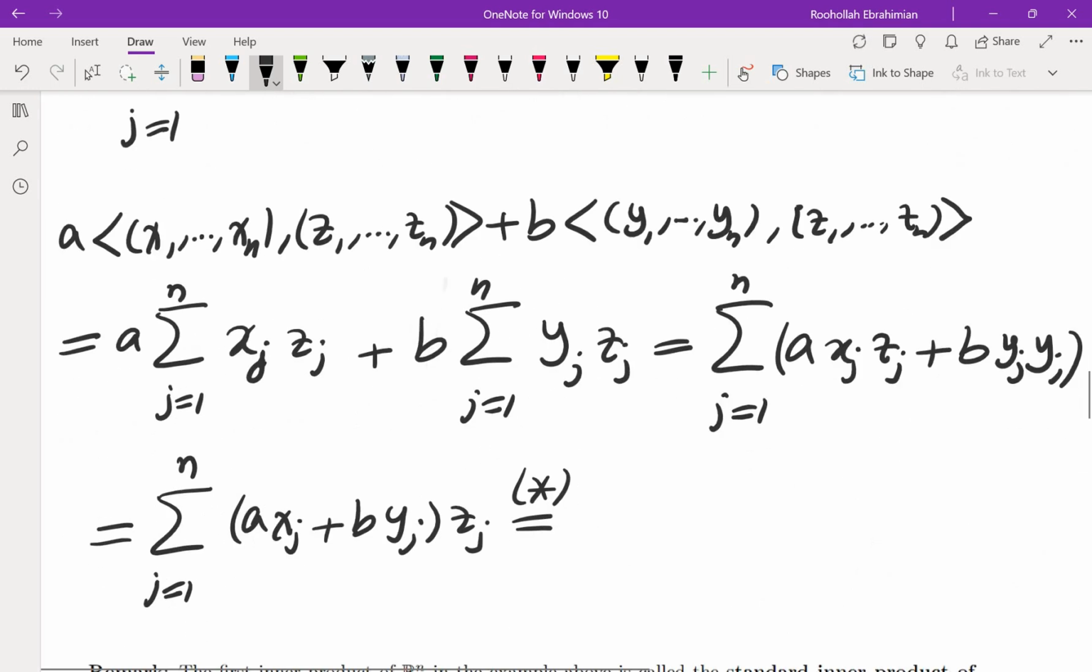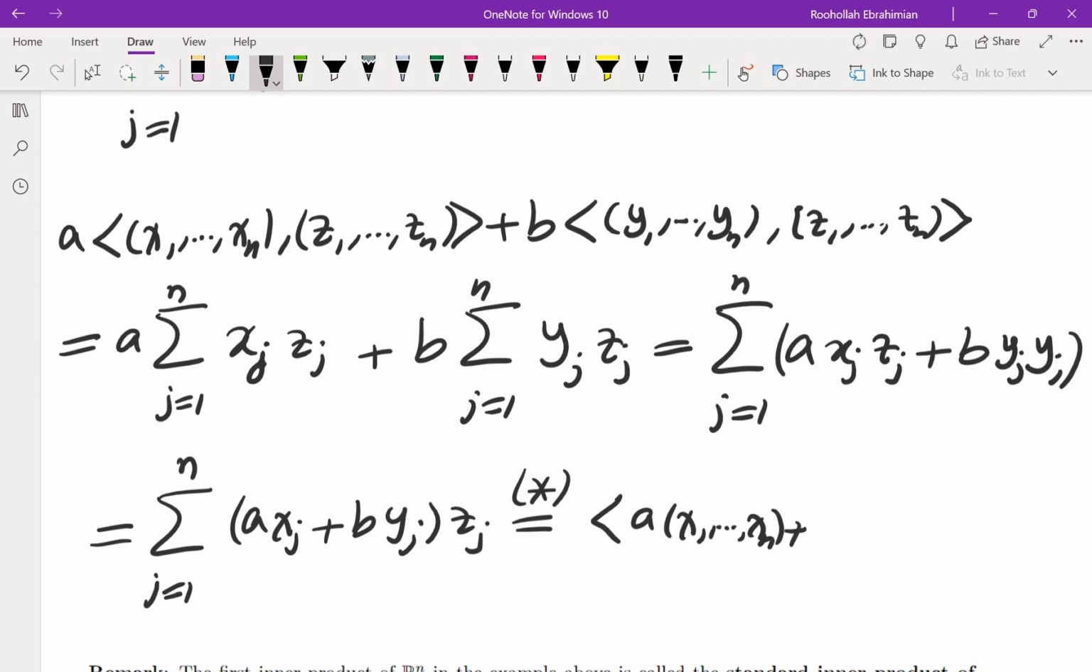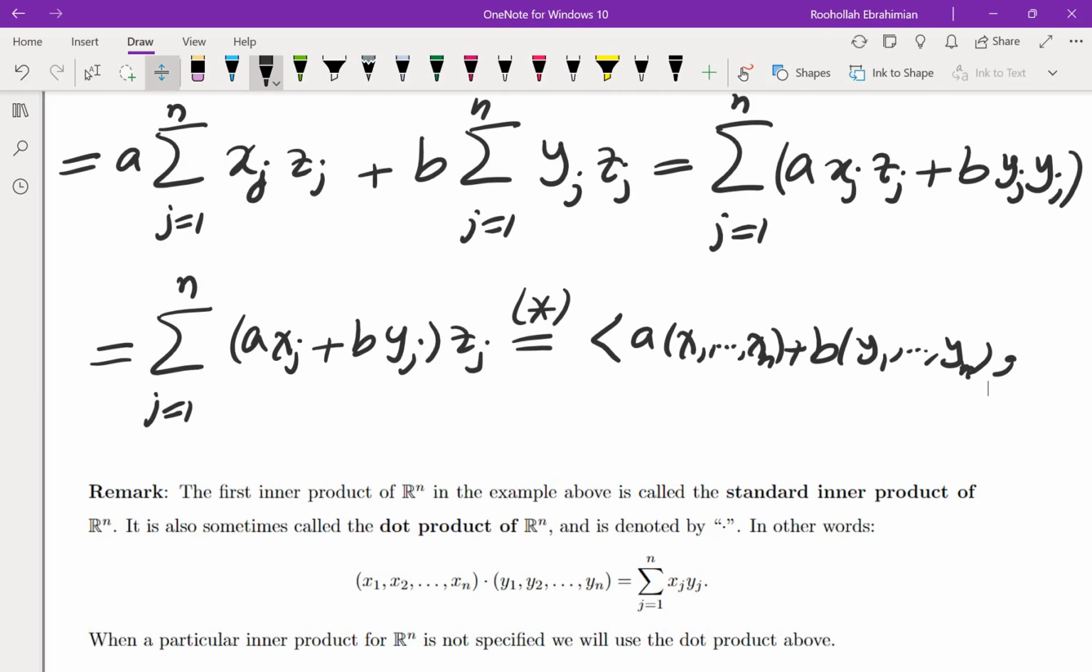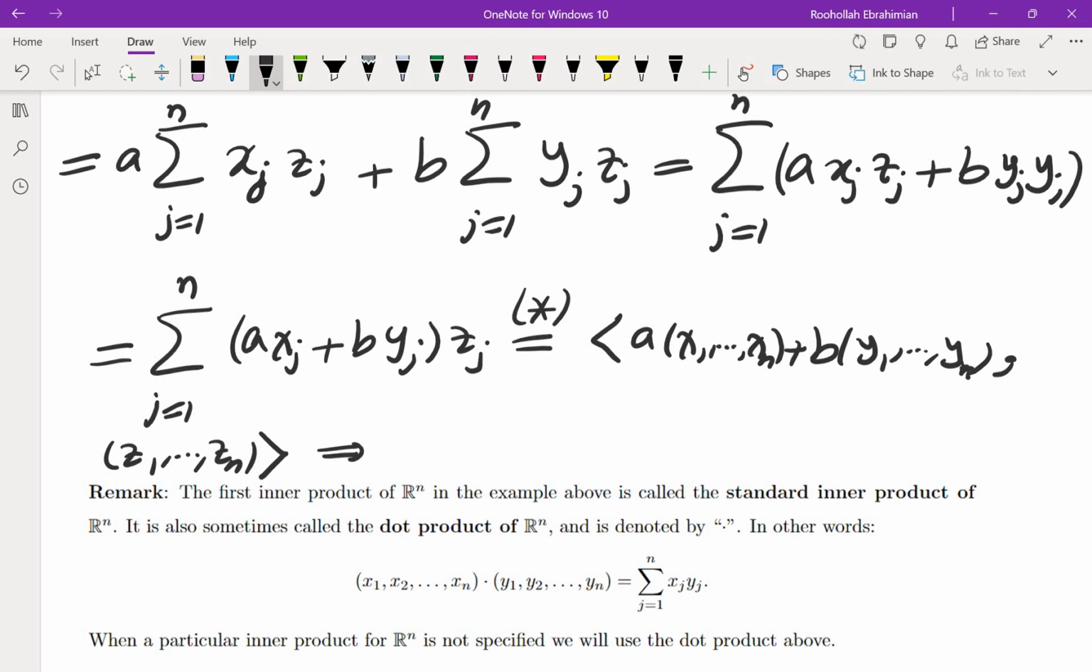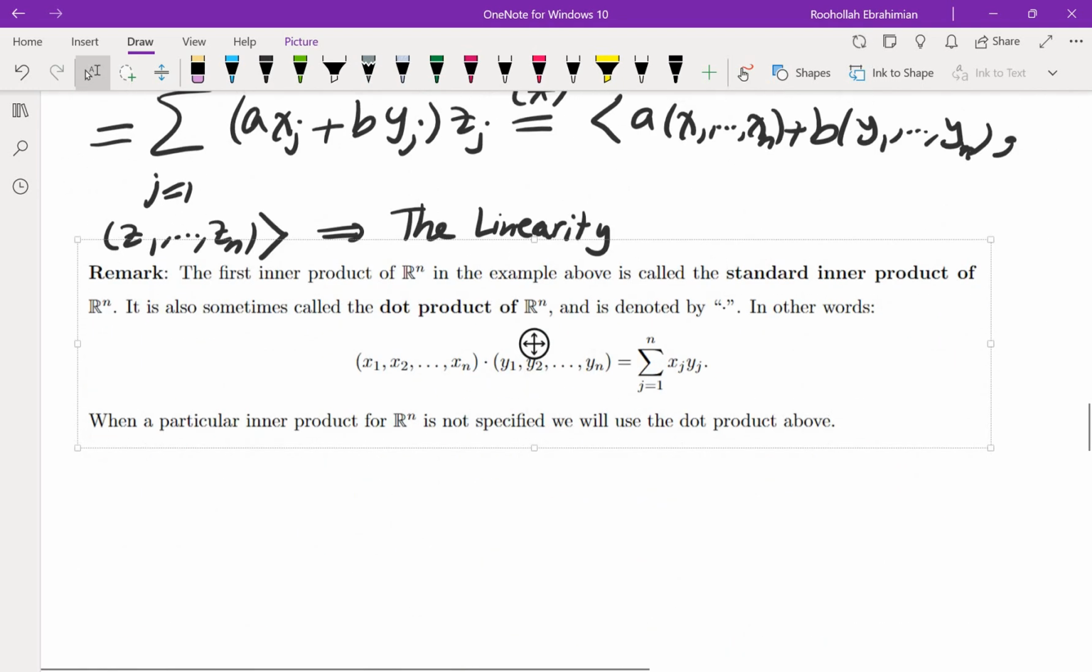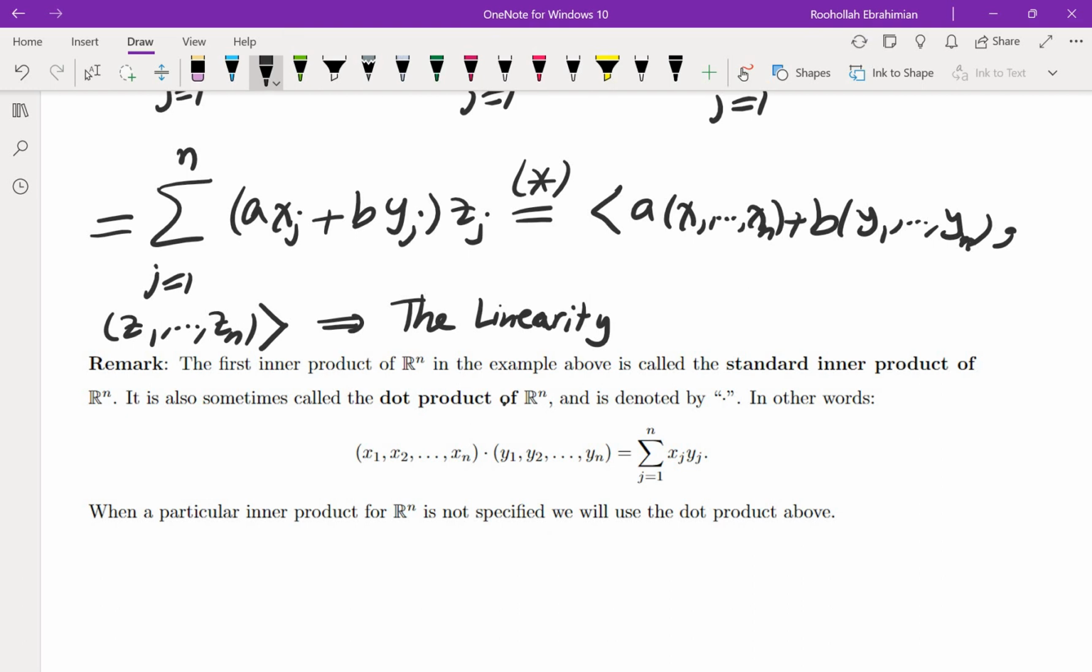This is exactly this, which means this is the same as a x1 through xn plus b y1 through yn, comma, z1 through zn. That's exactly what we wanted to show. And this means the linearity is also being satisfied. So the function that they defined also satisfies linearity, which means it's an inner product.